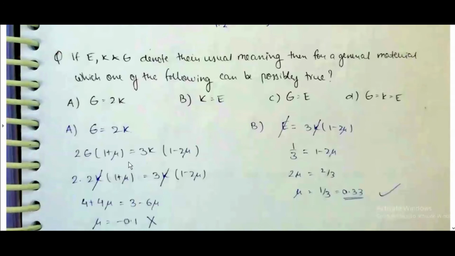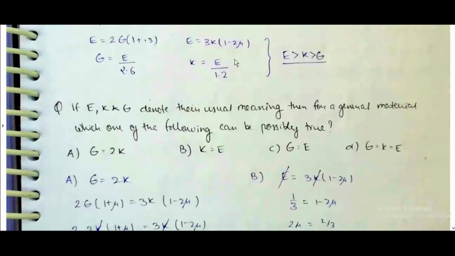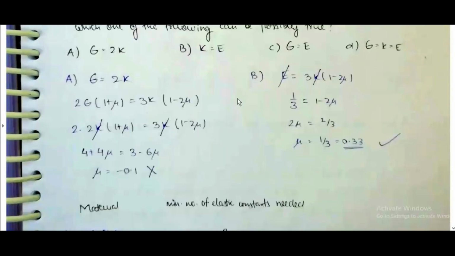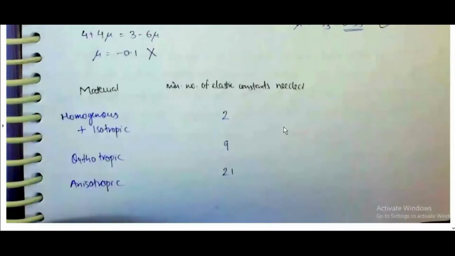For everything we have to check. 2G into (1 plus mu) is equal to 3K into (1 minus 2 mu). In place of G we can place 2K, and mu is equal to minus 0.1, which can't be true. If we place E is equal to 3K into (1 minus 2 mu), mu is equal to 1 by 3, that is 0.33, which is in the range of 0 and 0.5. So B can be a correct answer. See, this is only for this example. For everything we have to check the value of mu to see if anything can be true.